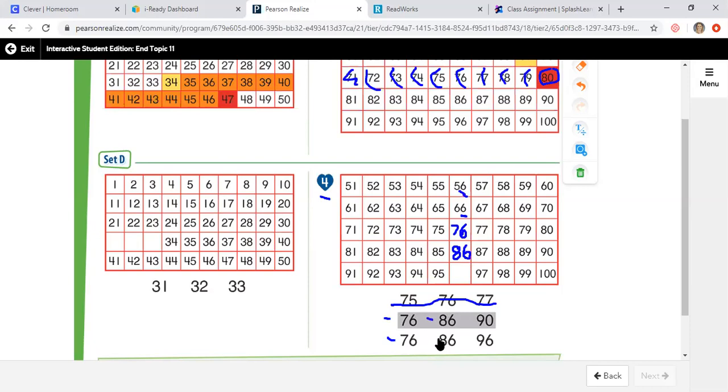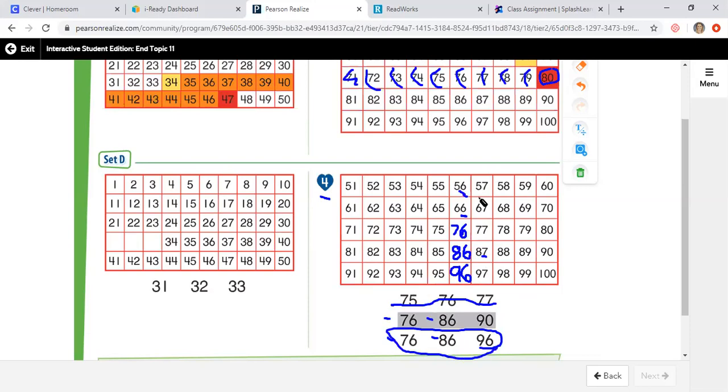Uh-oh, look. That one says 86 and so does this one, so we still don't know which one's correct. Keep going. 86, 87, 88, 89, 90, 91, 92, 93, 94, 95, 96, right? 96. So which of these two says 76, 86, and 96? This one says 76, 86, 90. That's not correct. We're looking for 96 at the end right here. So I'm going to circle this one. Those are the missing numbers.